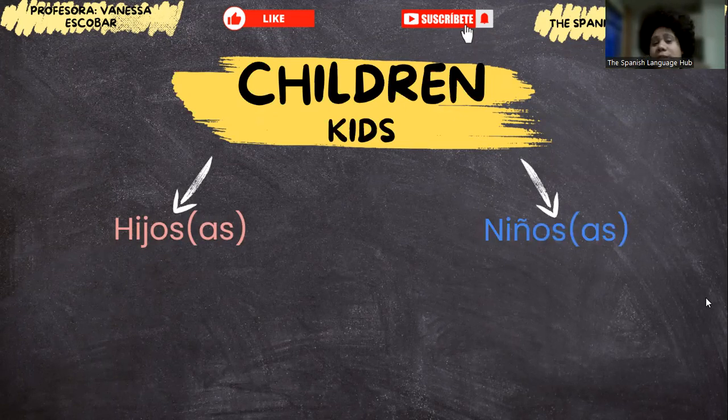Today I'm going to explain the difference between hijos o hijas, niños o niñas. They can both be translated as children, and one of them can be translated as children or kids. So hijos o hijas are the people that you call your son or daughter, no matter the age. It could be small children or adults or very, very adults. You still call them hijos o hijas.